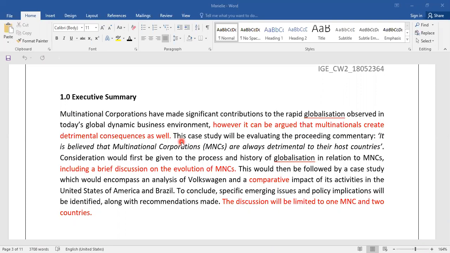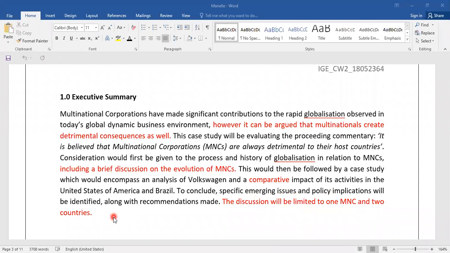The next part of your executive summary should be the purpose of this report. Mariel says, this case study will evaluate the sentence, it is believed that multinationals are always detrimental to their host countries. Consideration will be first given to the process and history of globalization in relation to MNCs. I added here, including a brief discussion on the evolution of MNCs. Following this, a case study which would encompass an analysis of Volkswagen and a comparative, I included this word comparative, impact on the activities of the US and Brazil. To conclude, emerging issues and policy implications will be identified along with recommendations.